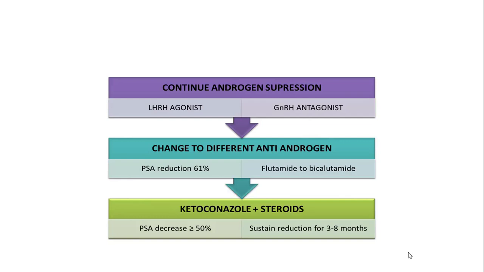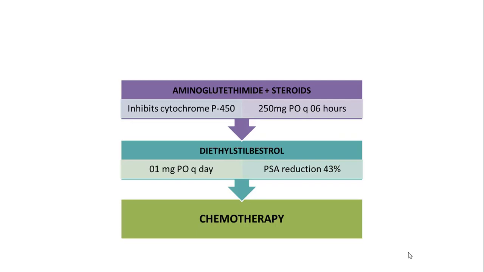Change to a different anti-androgen like flutamide to bicalutamide, that reduces PSA by 61% in some studies. And then ketoconazole with steroid: sustained reduction for 3 to 8 months, PSA decrease more than 50%. And aminoglutethimide with steroid, 250 mg per oral, 6 hourly. Inhibits cytochrome P450. And the last one is diethylstilbestrol, where PSA reduction is in 43%.